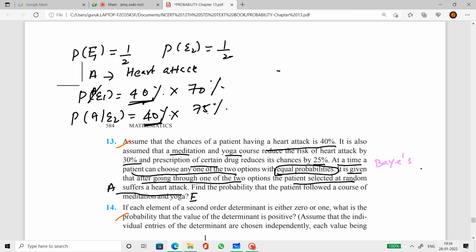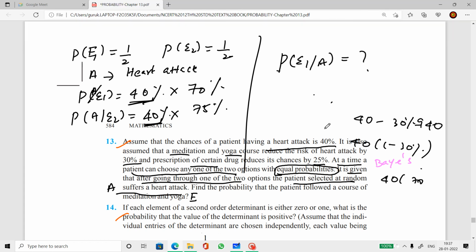And likewise, what they want us to find is E1 given A, and you go according to that. The formulations are over with this. Try them and practice more Bayes theorem questions based on this.